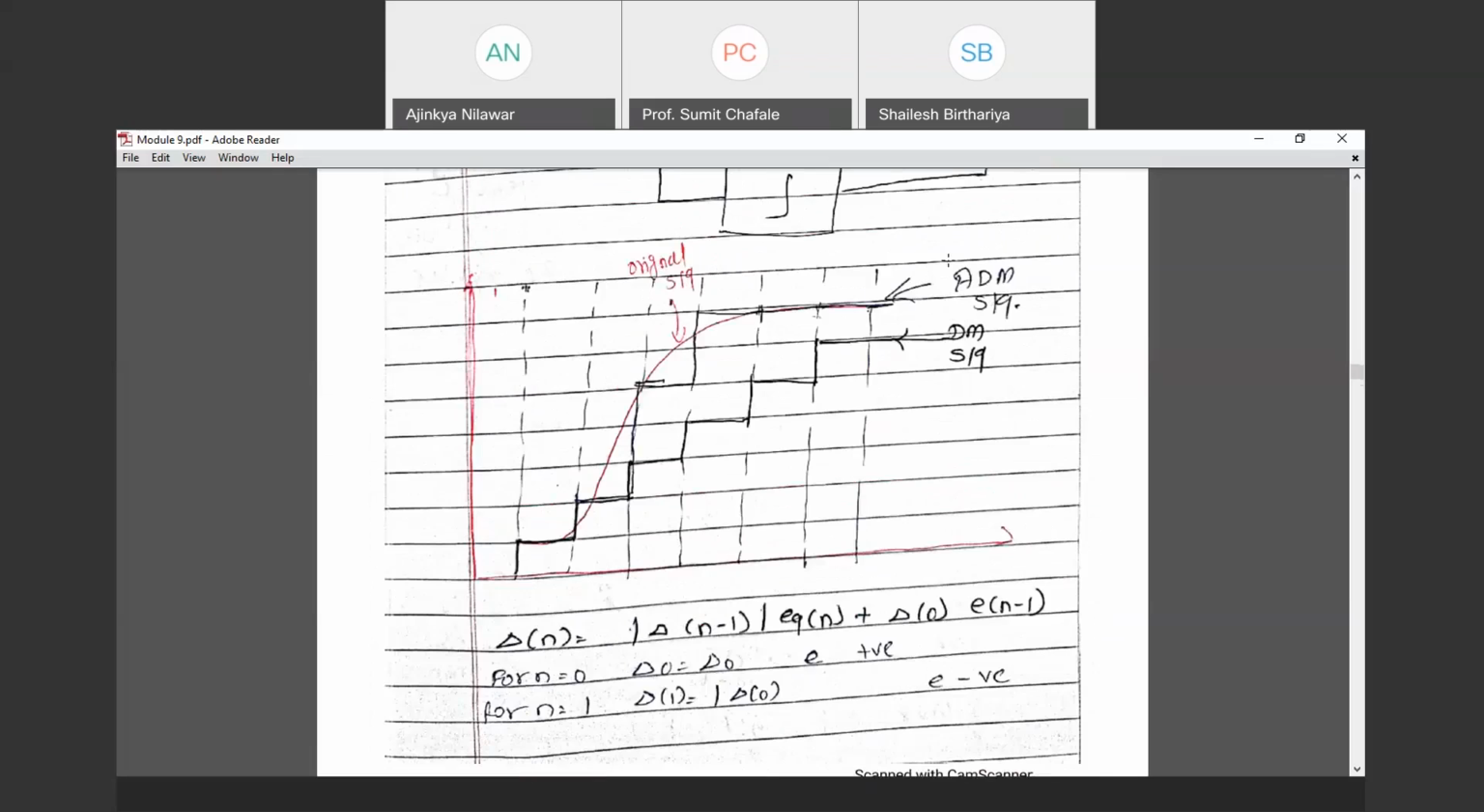That means suppose in the case of PCM, we are having more than 2 bits, 3 bits, 4 bits. In the case of per sample, we are having 2-bit, 3-bit, 4-bit, 5-bit kind of thing. In the case of DPCM, we are having 2 bits per sample.